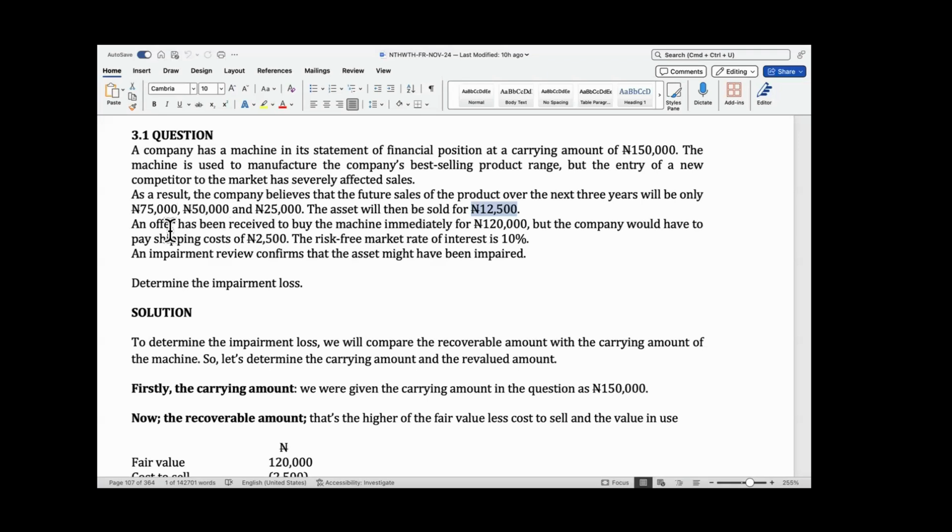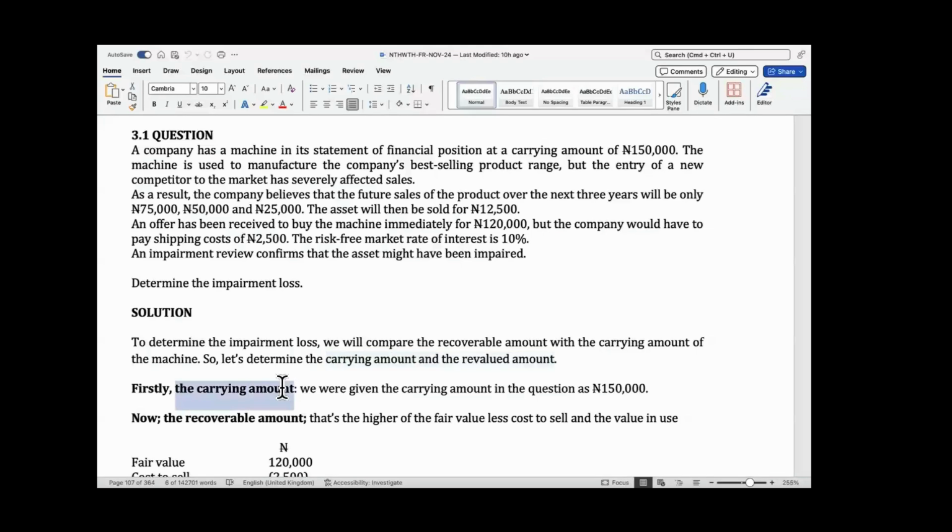Then they also said somebody gave an offer to buy the assets immediately. And they gave us how much you will incur to sell, and they gave us some rates. So they want us to calculate impairment loss. Impairment loss is just the difference between your carrying amount and recoverable amount. So to determine impairment loss, you just need to compare recoverable amount with carrying amount. So first, let's determine those two.